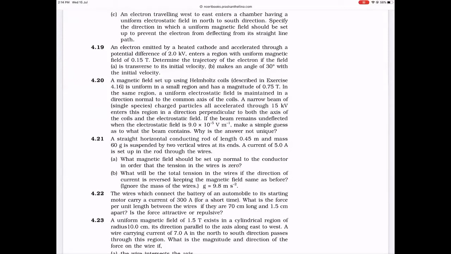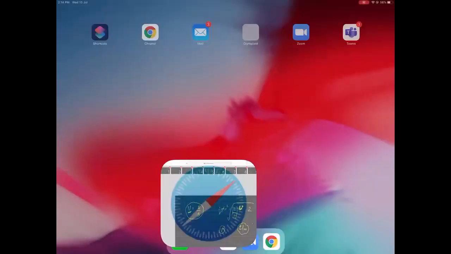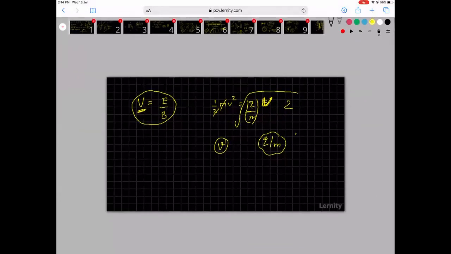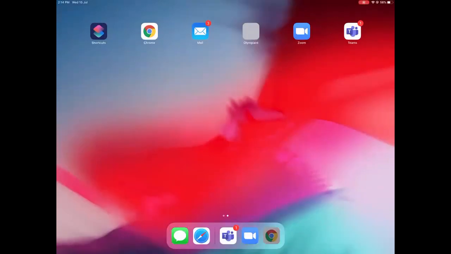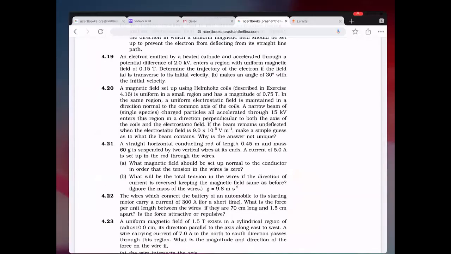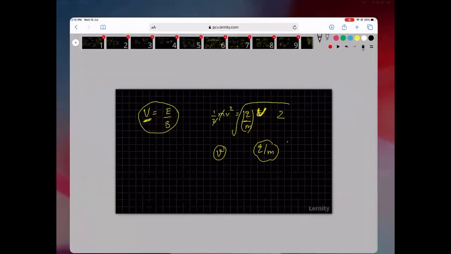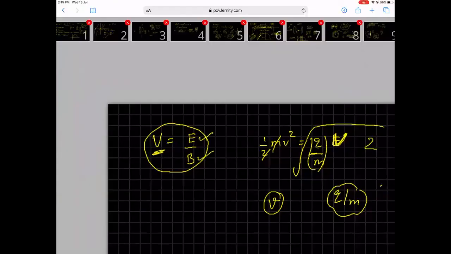4.20 is a simple velocity selector. Velocity selector is a device used to find out the specific charge. Specific charge is nothing but the Q by M ratio. See, it is given to you that the beam gets undeflected when the electrostatic field is this much. So you are given V is equal to E by B, E is given, B is given. So you can find out V.